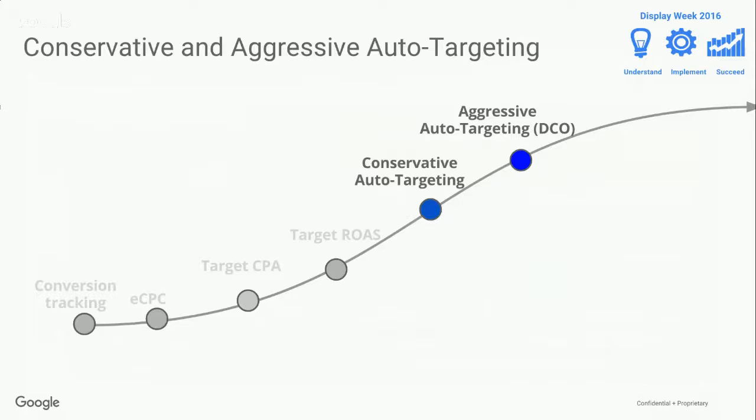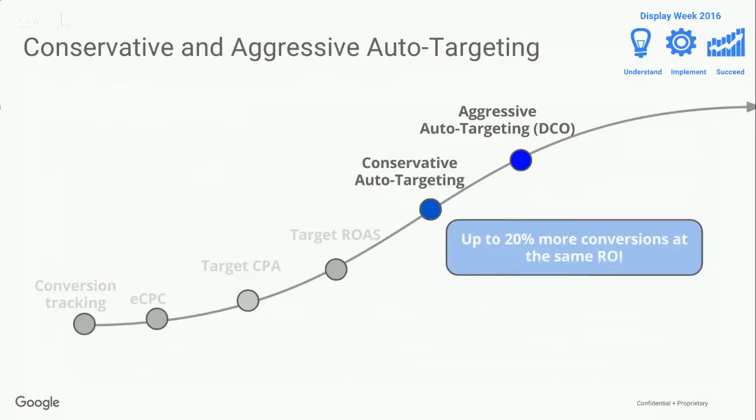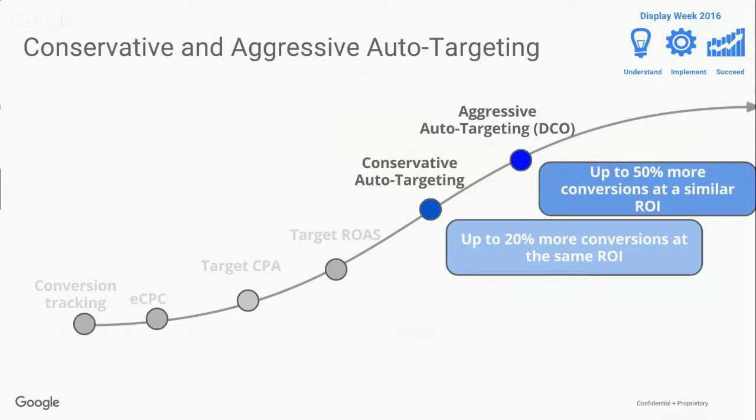I'll say a little bit about auto targeting and how it can help you. So if you currently have any display campaigns where you see good performance and you want more conversions at that same CPA or ROI target, you can use either conservative or aggressive auto targeting. Let's look at some of the numbers for these two features. If you enable conservative auto targeting in your display campaigns, you can get up to 20% more conversions at the same ROI or CPA. And for aggressive auto targeting, you can get up to 50% more conversions at a similar ROI.